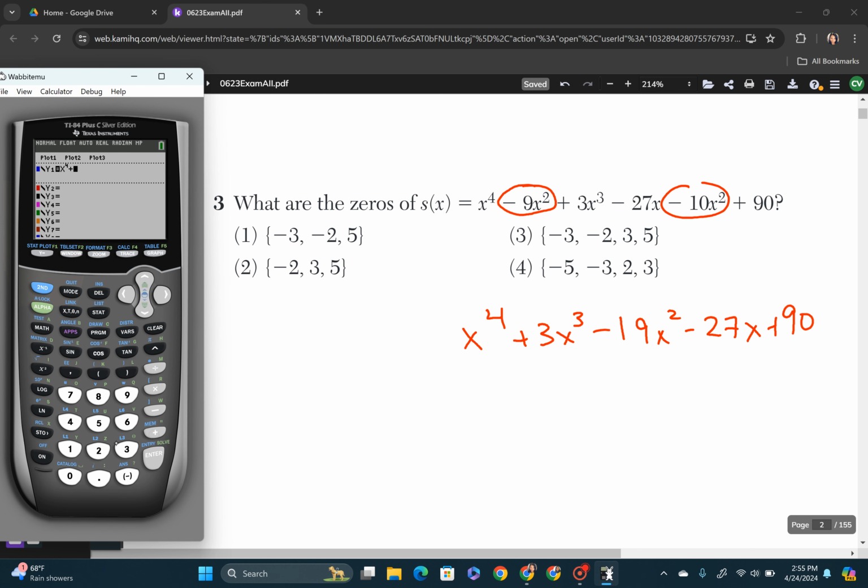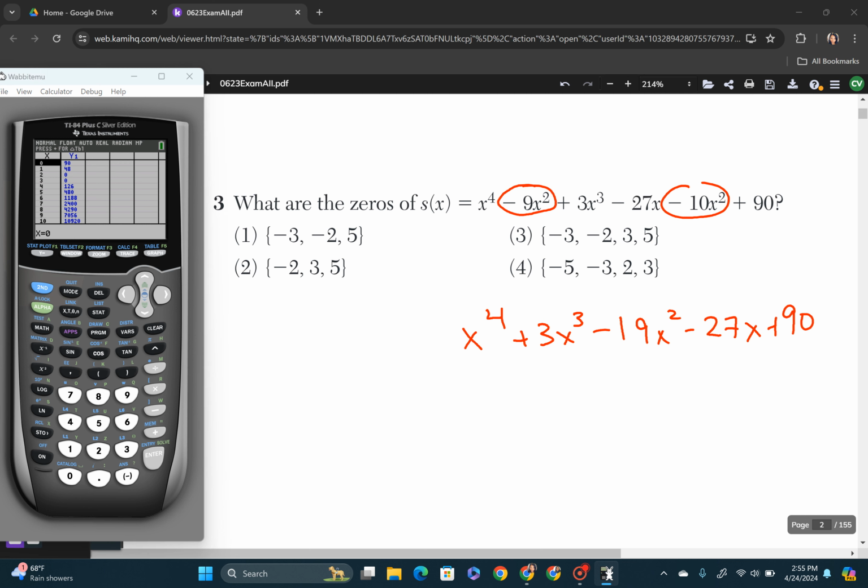And again, if you didn't know that, that's okay. You could still get the same answer, 3x to the third. I'm just saying for typing purposes, minus 19x squared minus 27x plus 90. All right, so now we're looking for the zero. So you hit second graph. And what are we looking for? Where the y's are zeros, right? So we can see right now 2 and 3.